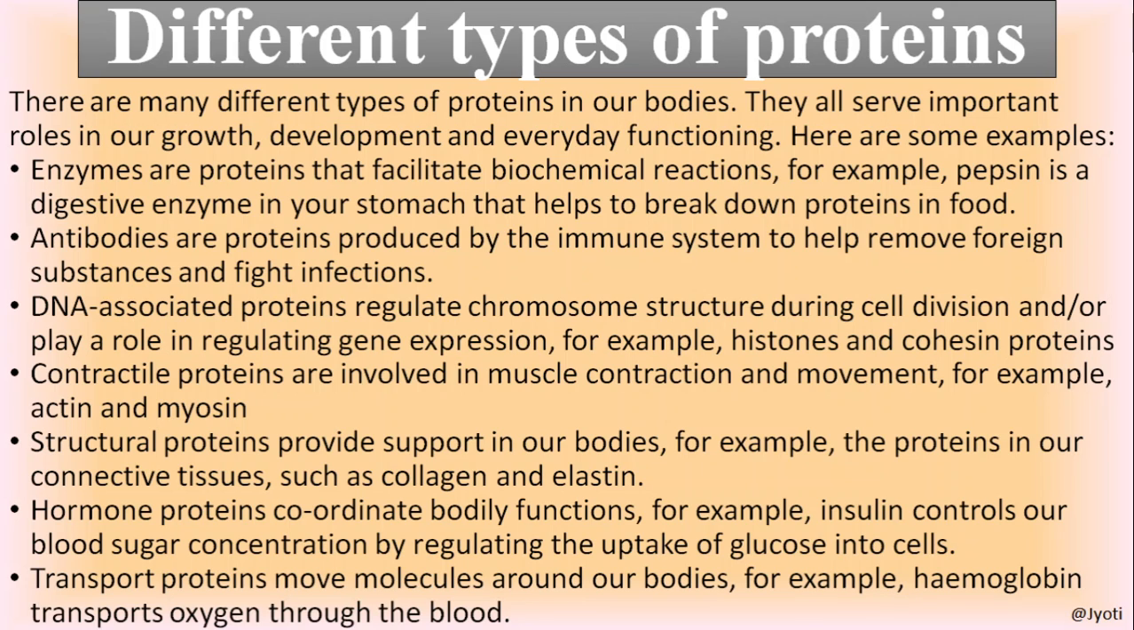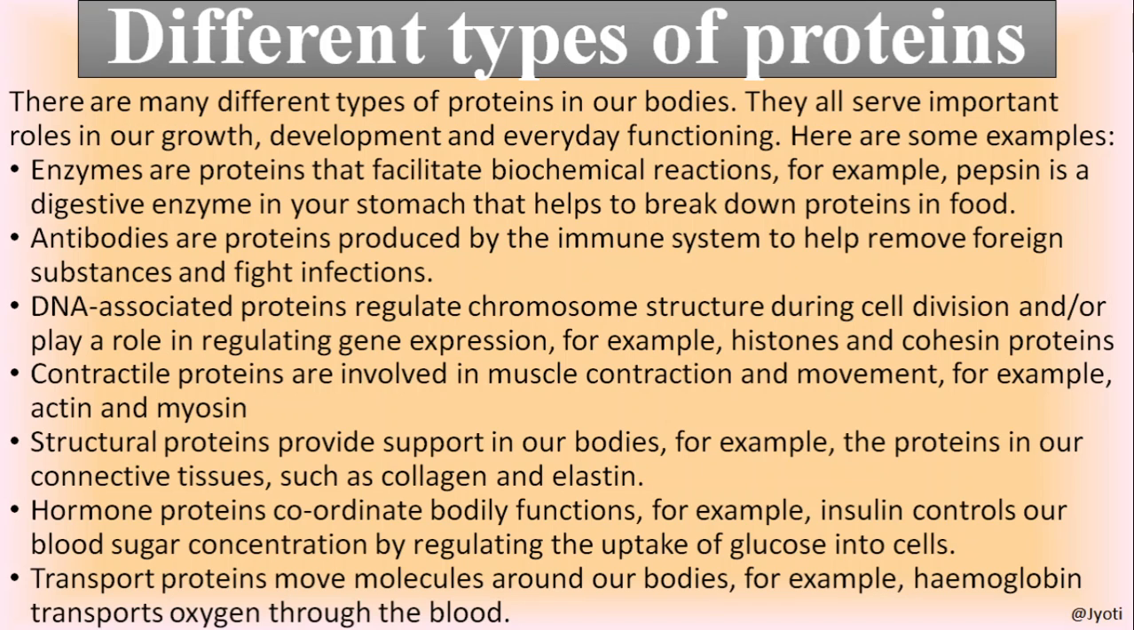Now we'll discuss some other functions of a protein. We have already discussed some of the functions, but these are some other functions. Enzymes are proteins that facilitate biochemical reactions. For example, pepsin is a digestive enzyme, and trypsin we have also studied. Antibodies are also proteins, that I have already told you. DNA, the genetic material, is also associated with protein, which regulates the structure of chromosome. Then the contractile proteins, actin and myosin, are present in the muscle and help in contraction and relaxation of the muscle. The structural protein provides structure and support to our body. For example, collagen and elastin are present in the connective tissue.